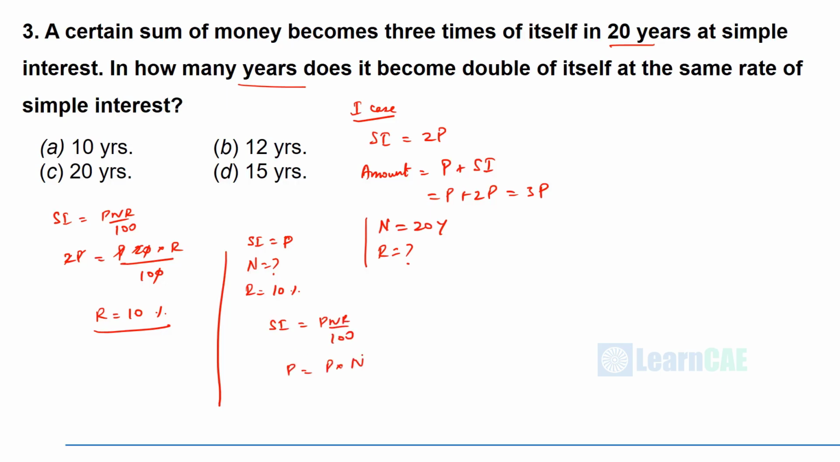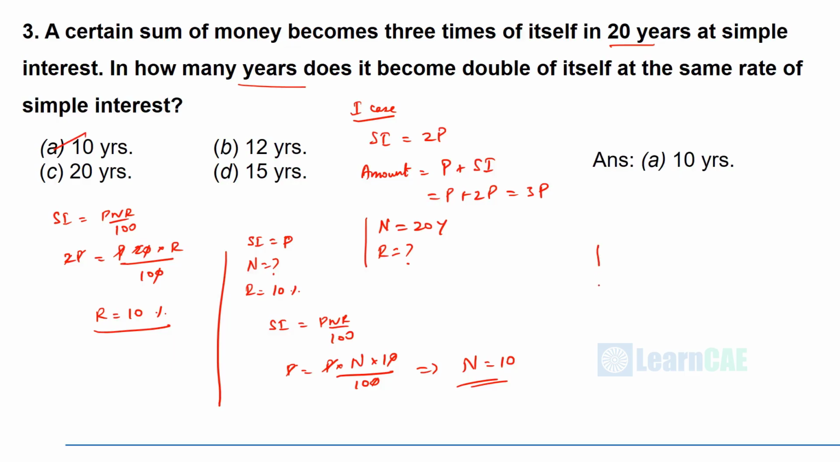into N, which is what you have to find, and our rate of interest is 10% divided by 100. This will get cancelled. This will get cancelled. This implies N is equal to 10. So in 10 years, the amount will get doubled. Answer is A, 10 years.